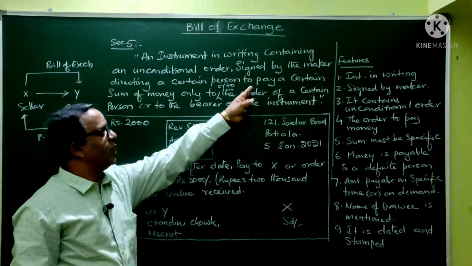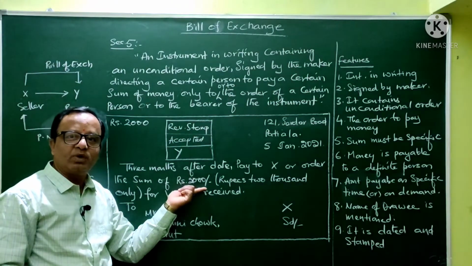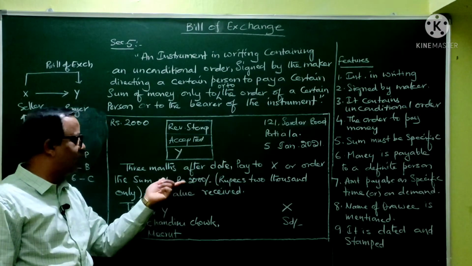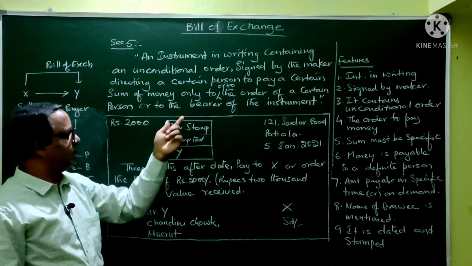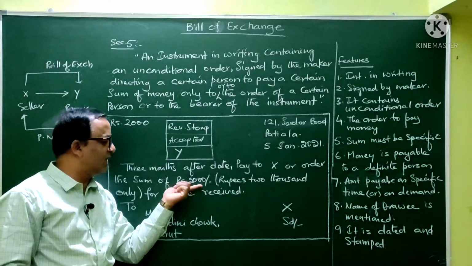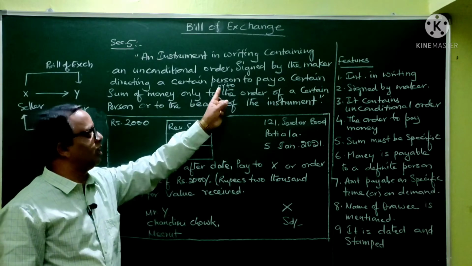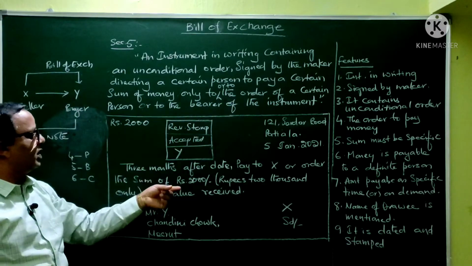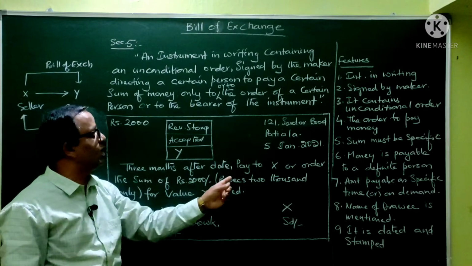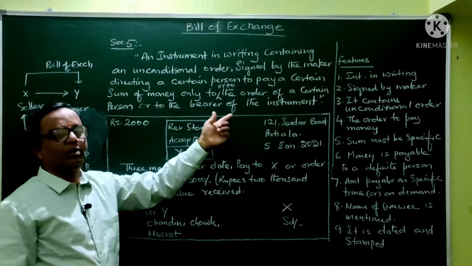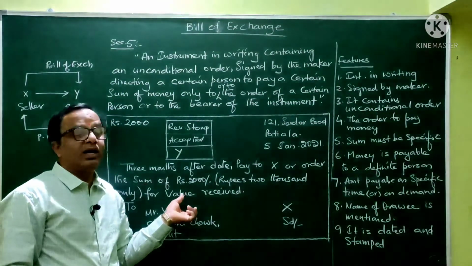Certain person, what for? To pay a certain sum of money. In other words, he is ordering the payment of one particular exact sum of money. In this example, that sum is rupees 2000, which is also written both in figures as well as in words. Then, only to, in other words, pay this money only to him, or to the order of a certain person, or to whoever is the holder in due course before the due date, or to the bearer of the instrument. In other words, on the due date, whoever is the bearer of this instrument, pay to him.